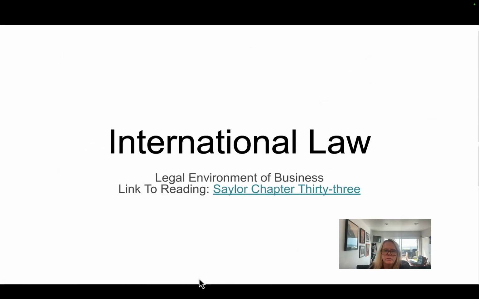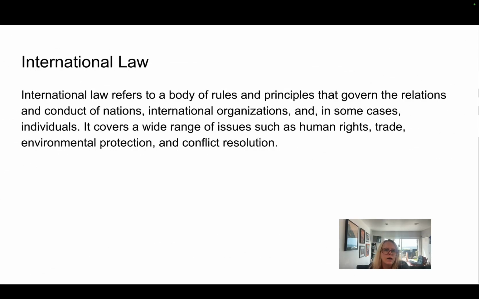Okay, international law. International law is really broad. It refers to the body of rules and principles that govern the relation and conduct of nations, international organizations, and in some cases, individuals and companies. It covers a wide range of issues such as human rights, trade, environmental protection, and conflict resolution, as well as commerce.